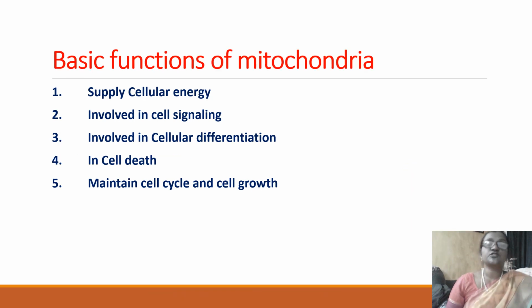The basic functions of mitochondria: first, we know that they are the suppliers of cellular energy. They are also involved in cell signaling, in cell differentiation, and at times they trigger even cell death, that is apoptosis, and they are very important for maintaining the cell cycle and cell growth.